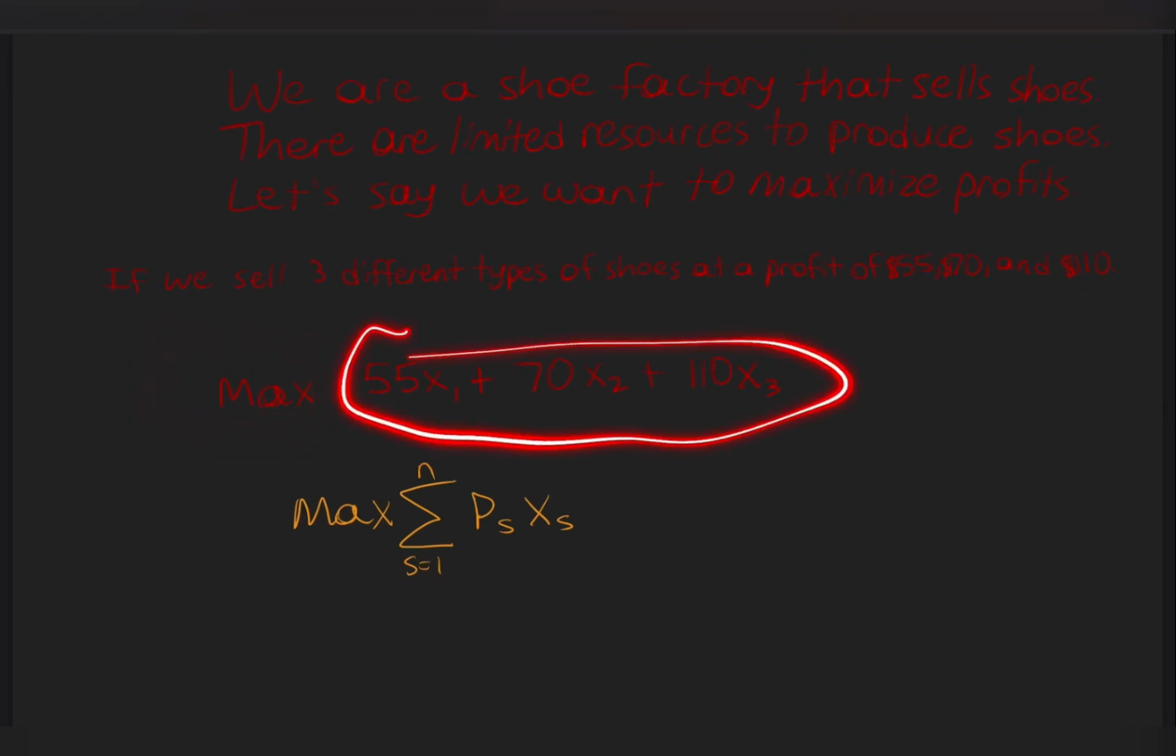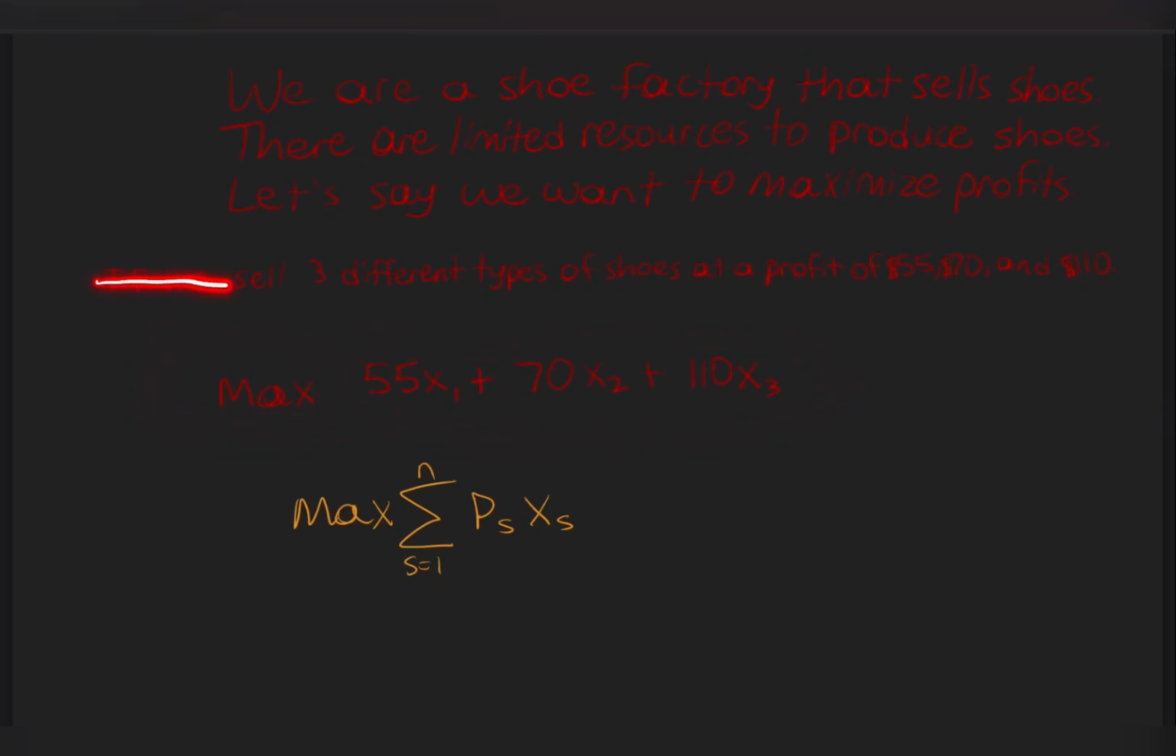So how does this equation represent our profits? Well, we're assuming that we sell 3 different types of shoes. That's part of the problem. We sell 3 different types of shoes at a profit of $55 for shoe 1, $70 for shoe 2, and $110 for shoe 3. So this is shoe 1, x1, this is shoe 2, x2, and this is shoe 3, x3. These x variables represent the number of shoes that we sell. So if we sell 2 shoes of x1, we'll get $110. If we sell 3 shoes of x2, we'll get $210, just 70 times 3, and so on. So the x variables represent how many of each type of shoe that we sell.